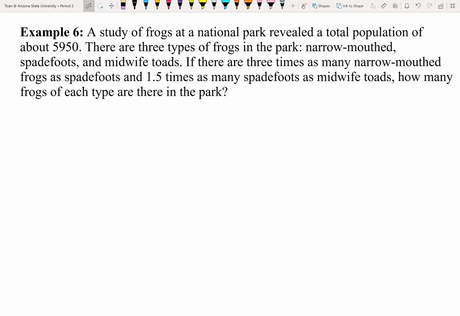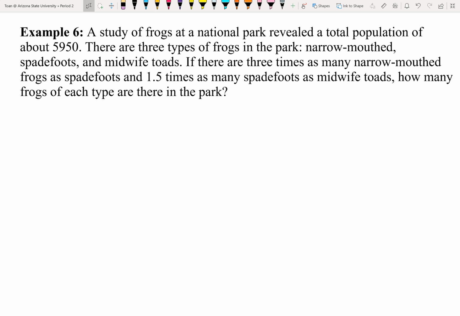So let's read this. A study of frogs at a national park revealed a total population of about 5,950. There are 3 types of frogs in the park: narrow mouth, spade-foots, and midwife toads. If there are 3 times as many narrow-mouthed frogs as spade-foots and 1.5 times as many spade-foots as midwife toads, how many frogs of each type are there in the park? Lots of information to parse.